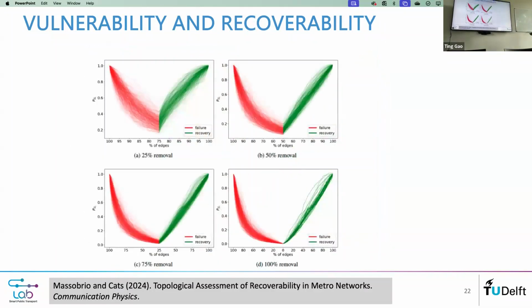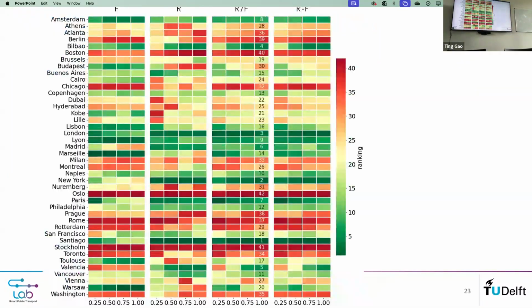And this is how it looks for all the networks we studied, about 50 of them, metro networks worldwide. We have a data set which is publicly available with different graph representations, and each curve is for a single network. So you see they have a typical kind of behavior, but there is some variation therein. And then we also rank them all.